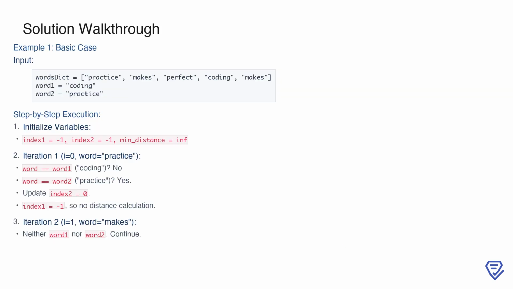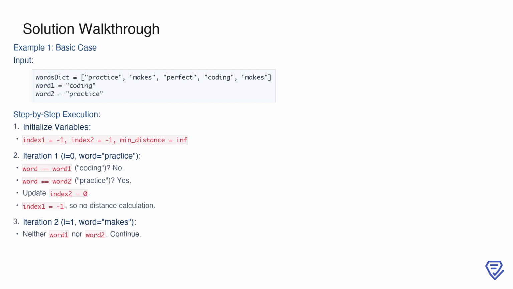To solve this problem, let's start by looking at an example. Here, the input array is a list of words, wordsDict, and we want to find the shortest distance between the words coding and practice. We begin by initializing three variables, index1 and index2 to -1, which will store the most recent positions of coding and practice respectively, and min_distance to infinity, which will track the smallest distance we find.